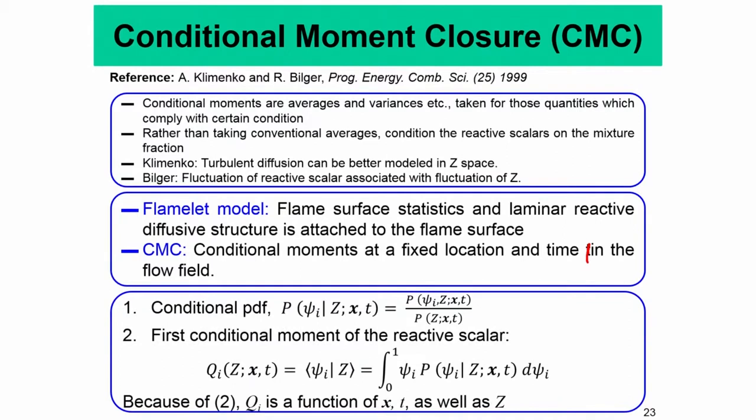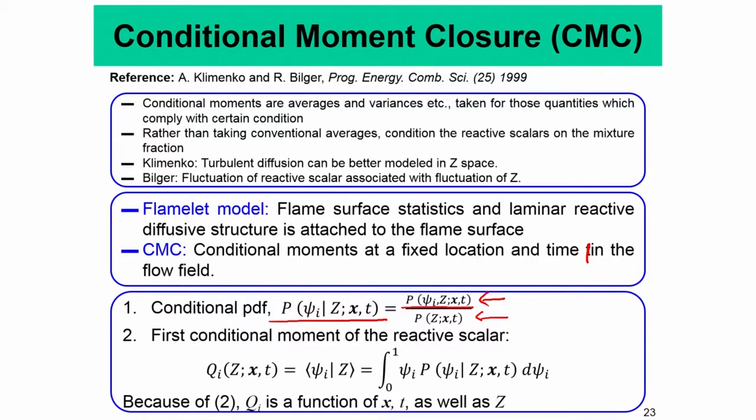So, the conditional PDF is given by this, that is, the PDF of xi I given z is given by the joint PDF of xi I and z. This is the joint PDF of xi I and z at x and t, and this is the PDF of z at x and t. So, it is a ratio: the conditional PDF of xi I given z is essentially the joint PDF of xi I and z at a particular point divided by the PDF of z at that particular point.